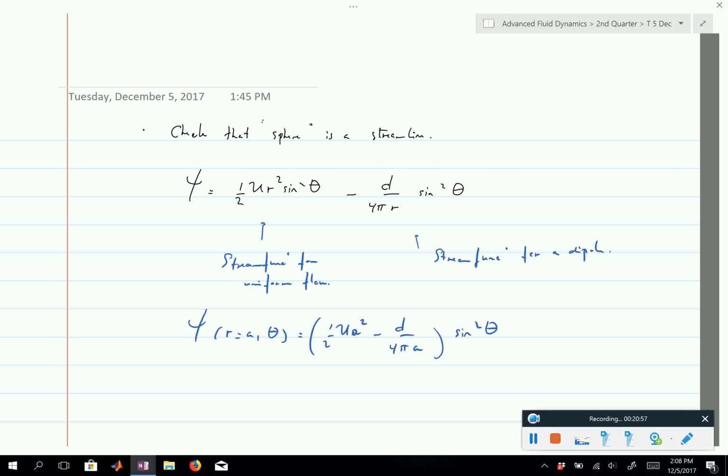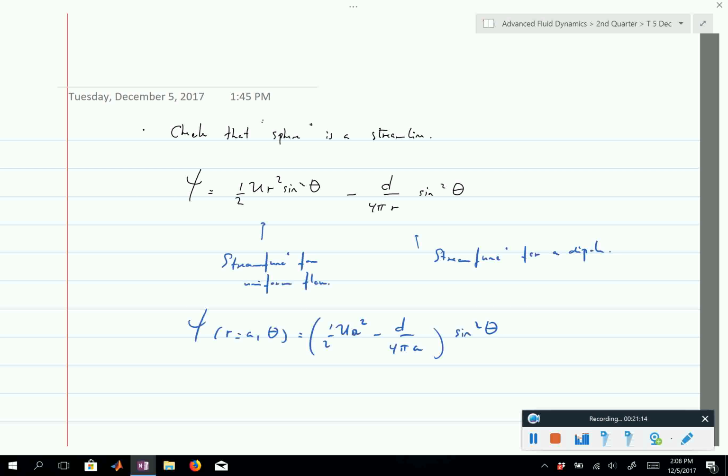Another question might be, are there stagnation points at the surface of the sphere? Now, you've seen a few of these flows now. Do you think there are stagnation points at the surface of the sphere? What do you think? How many? What would you think? Two. One in the front, one in the back.